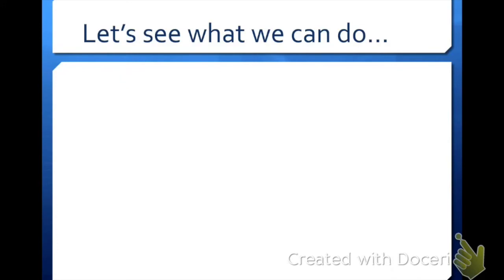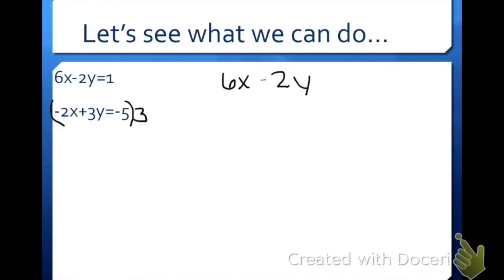All right. So we'll give one more a try, and then I'm just going to skip through these couple examples. You're more than welcome to try them. With this one, oh, this one's not as hard. I know that 2 is a multiple of 6. If I just multiply this bottom one by 3, I would have a common coefficient. So I'd have 6x minus 2y equals 1. Negative 6x plus 9y equals negative 15.